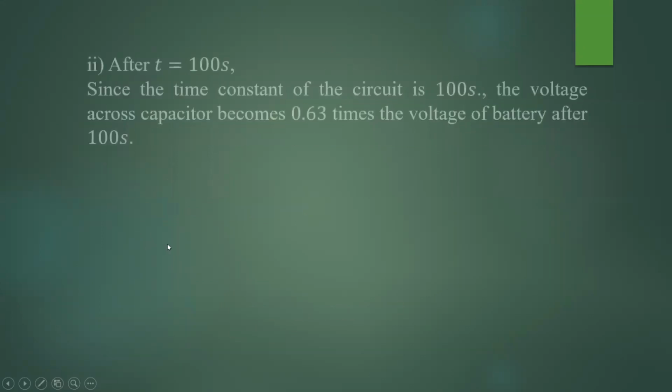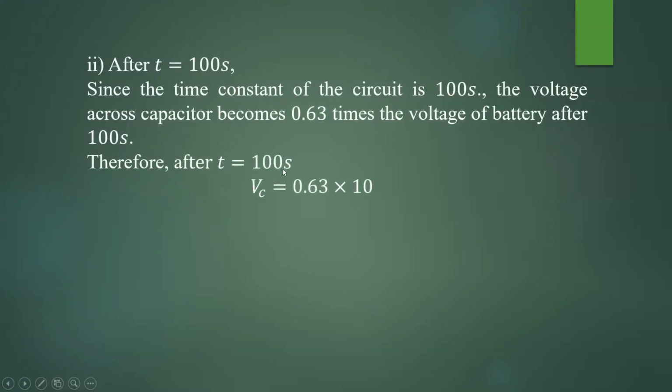Therefore, you can find out at t equal to 100 seconds, the voltage across the capacitor will be equal to 0.63 times the battery voltage. Battery voltage is 10 volt. So what is the answer for this voltage at t equal to 100 seconds? 6.3. Yes, good. So 6.3 volt. That is the voltage across the capacitor after 100 seconds, right?